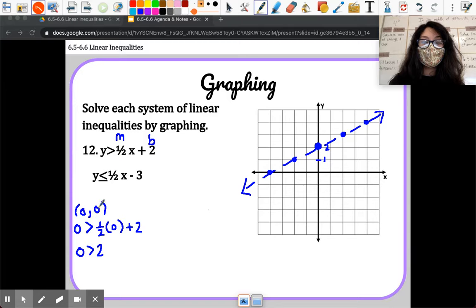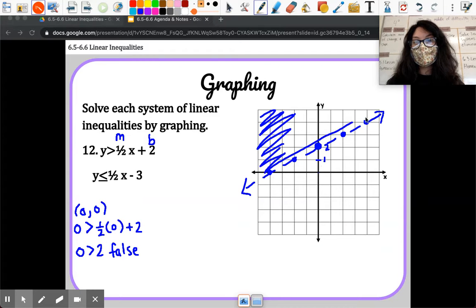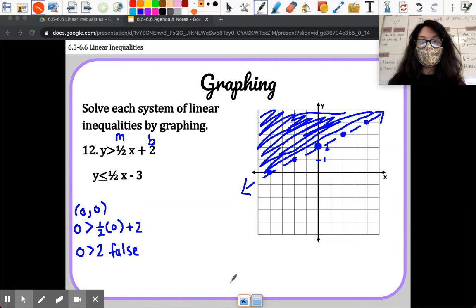And now if I look at what my test point yielded, this says 0 is greater than 2, which is not true. This is a false inequality. So this entire section, which contained that test point, I don't want to shade there because it's false. I want to shade everything else. So to the best of my ability, I'm going to shade this little section up here. Okay, let's do the next one.